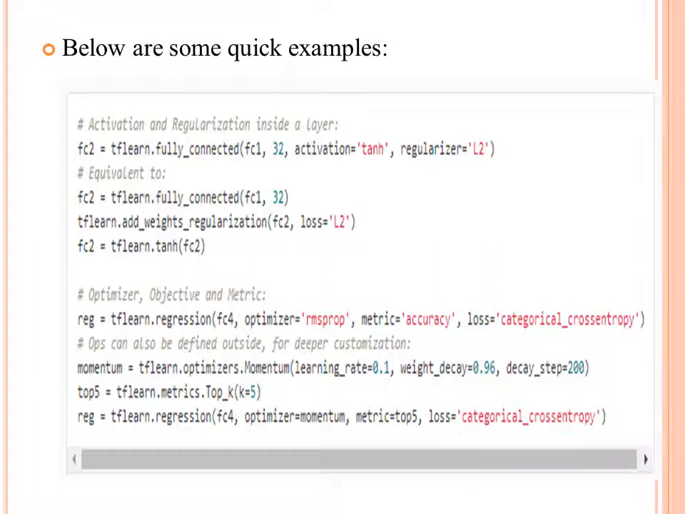Then top5 is equal to tflearn.metrics.top_k, and we are defining k equal to 5 here. Next, reg is the name of a variable that is equal to tflearn.regression(fc4, optimizer equal to momentum, metric equal to top5, and the loss is equal to categorical cross entropy). So here are the quick examples of how you can define activation and regularization inside a layer, or you can define operations outside the layer for deeper customization.